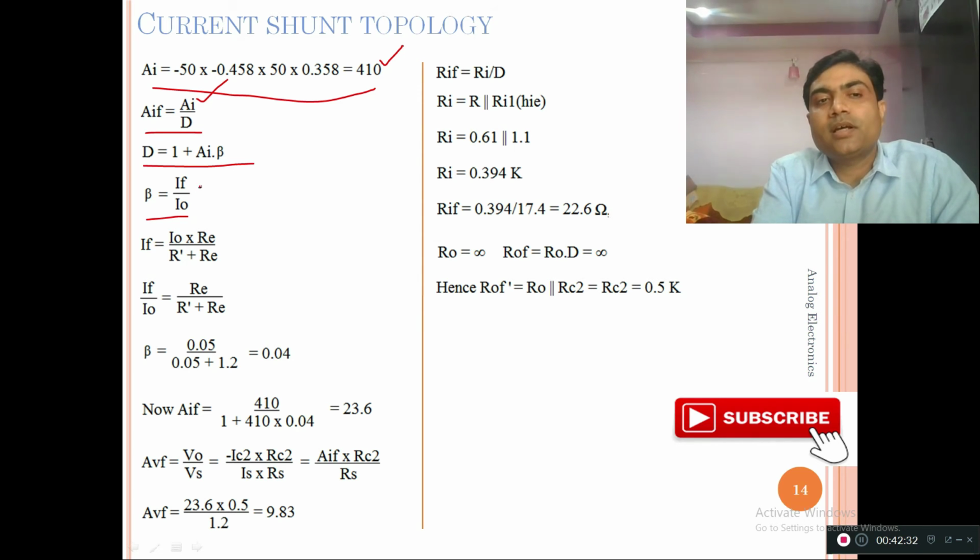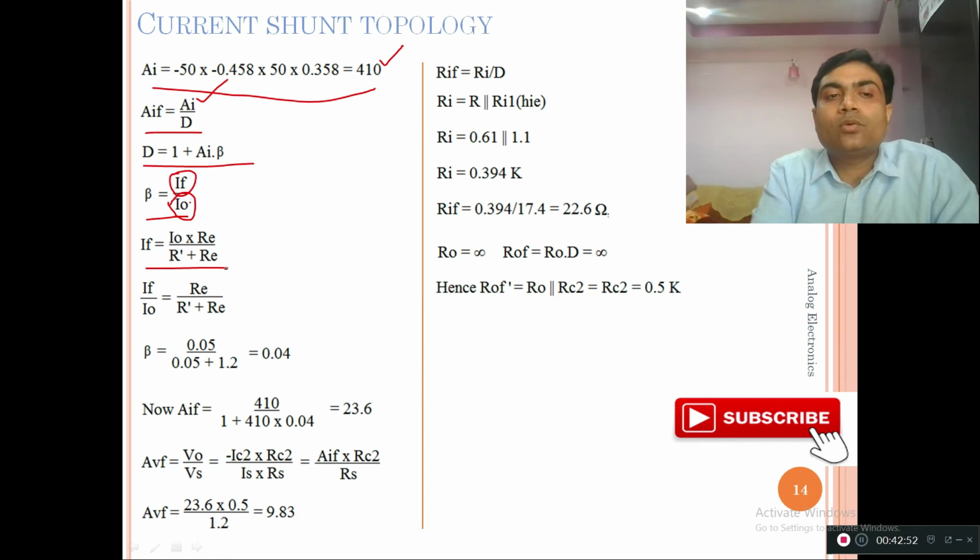What is beta? Beta is If upon I naught. Why If? Because we are sampling the current and we are mixing in the shunt form. So since we are sampling the current, this I naught is there, and since we are mixing in the shunt form, this If is there. So If upon I naught we need to calculate.